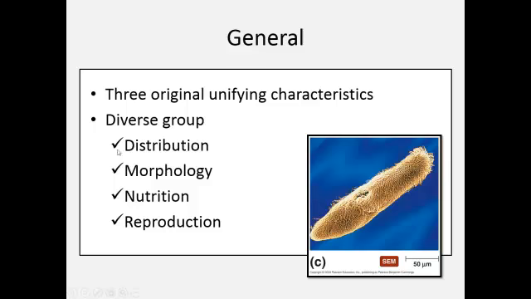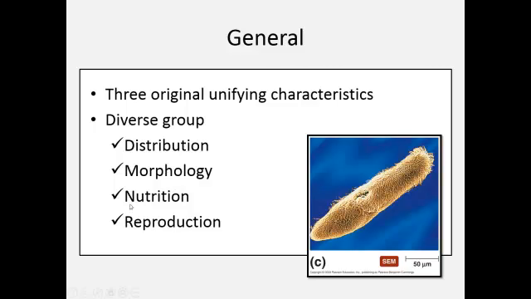Their distribution is all over the planet: aquatic, marine, soil, you name it, you can find protozoa, inside and outside of animals. Their morphology was very, very different, and that was one of the things that we tried to classify them by, by their shape, whether they had flagella, whether they had cilia, etc.